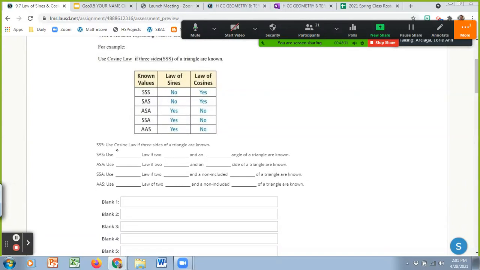So this is an example for the first one. I lined them up pretty nice. Use cosine law if three sides of a triangle are known. So that's the one. And then now they go to number 2. So use blank. So use cosine. Don't put S, just cosine. Not case sensitive. If two blank. So S's represent sides. If two sides and an included angle, because the letter A is in the middle.